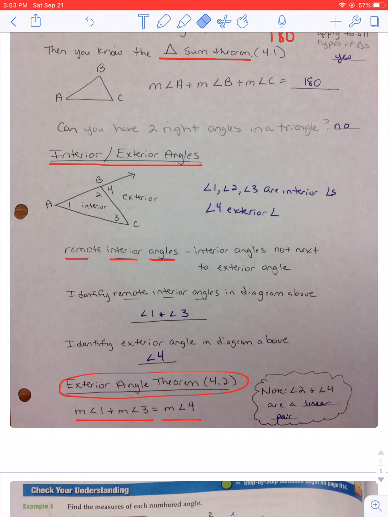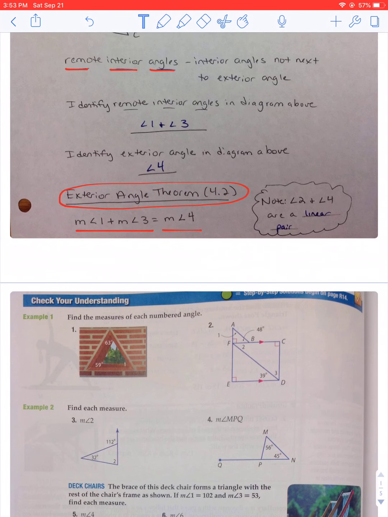Okay, so let's move on and go to number 1. Find the measures of each numbered angle. Okay, so look at number 1, and what I would like you to do is pause the video and see if you can figure out what the answer is, and then as soon as you do, come back.